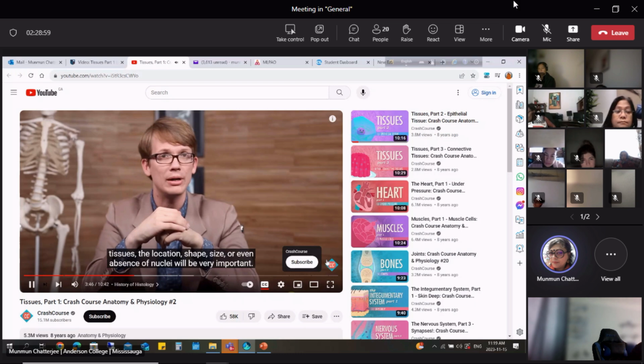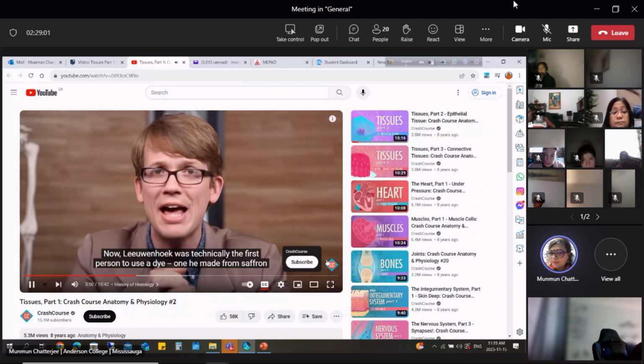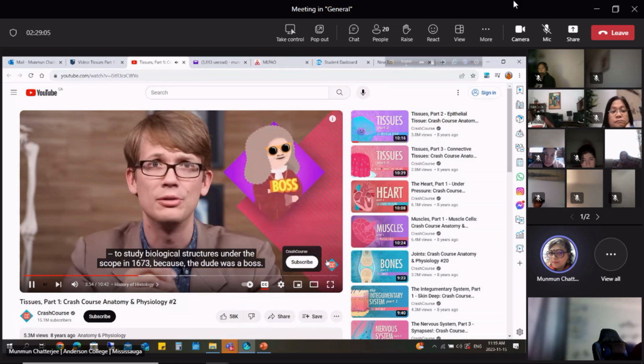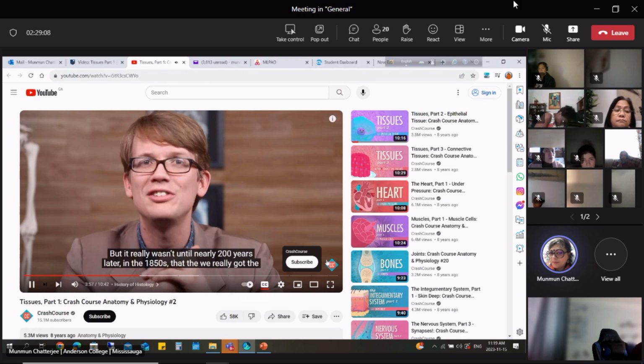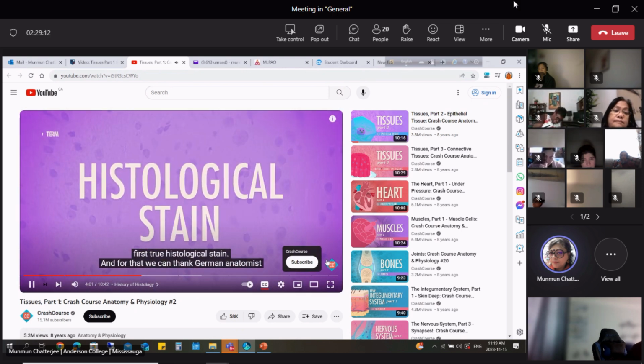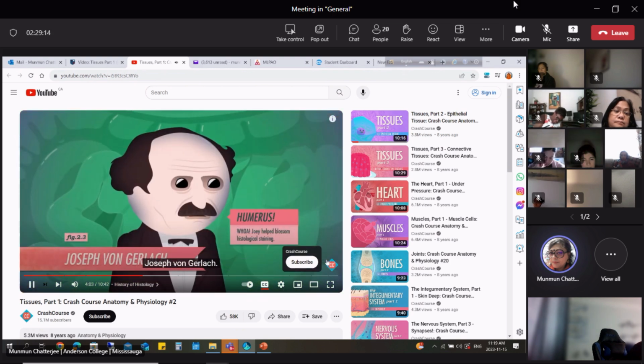Now, Leeuwenhoek was technically the first person to use a dye, one he made from saffron, to study biological structures under the scope in 1673, because the dude was a boss. But it really wasn't until nearly 200 years later, in the 1850s, that we really got the first true histological stain. And for that, we can thank German anatomist Joseph von Gerlach.